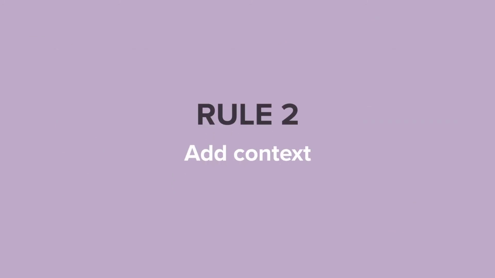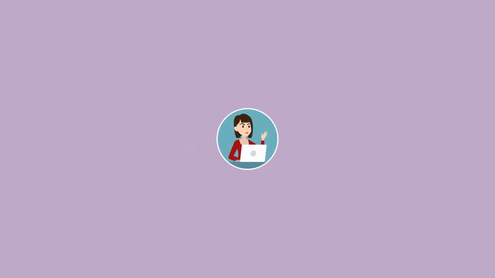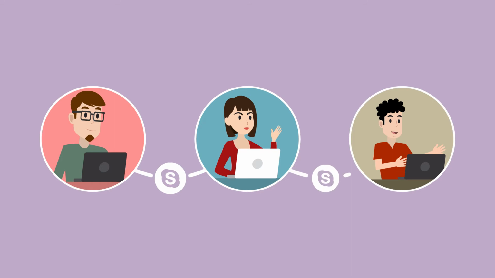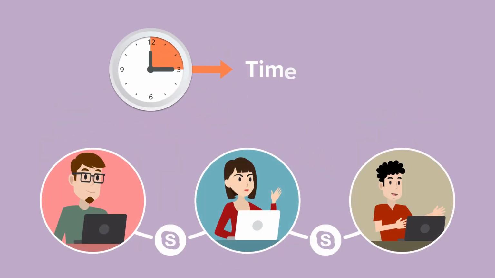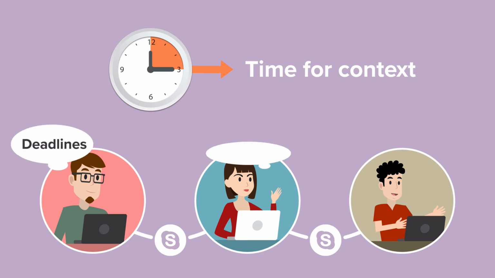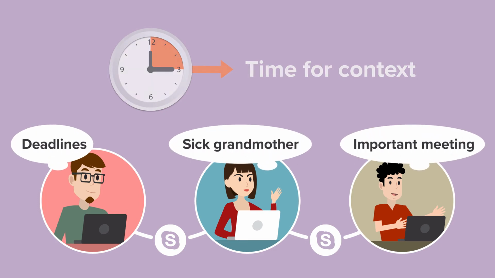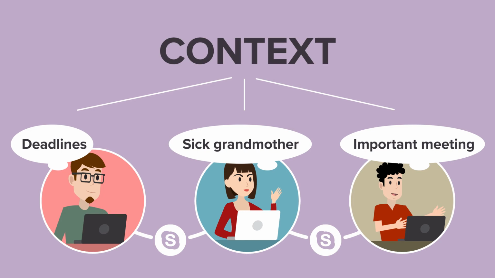Rule 2. Add context. To have the ability to understand in a remote work environment, you need to all be on the same page. Always include context sharing time in scheduled meetings. Update your colleagues on your current situation, what is happening now, and how that may affect your behavior and communication. And always ask your colleagues for the same information in return.